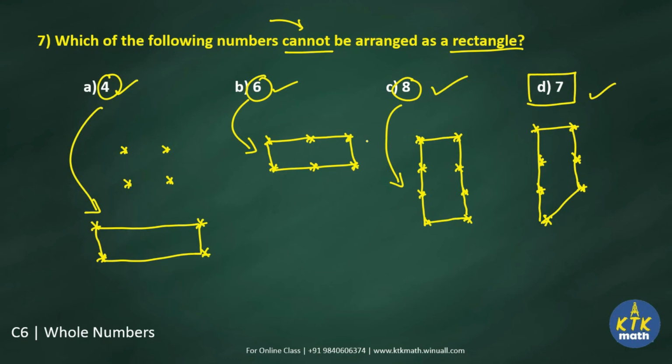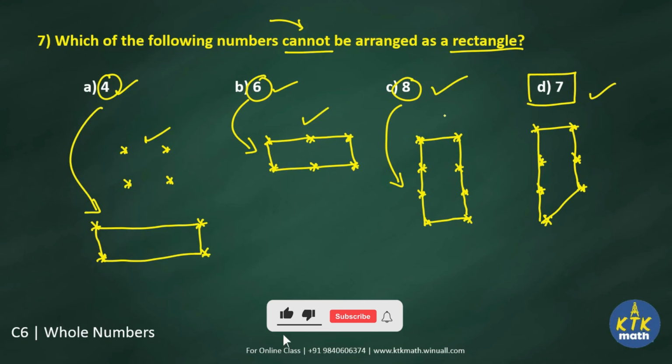Okay, in the easiest way I can explain it: whenever even numbers are given to you, it is always possible to frame a rectangle. 4 is an even number, 6 is an even number, 8 is also an even number. So when even numbers are given, it's always possible to arrange them as a rectangle. Since 7 is an odd number, you can decide easily. Only for your understanding I am drawing the diagrams and explaining, whereas you can just find out which number is odd and pick it as the answer.